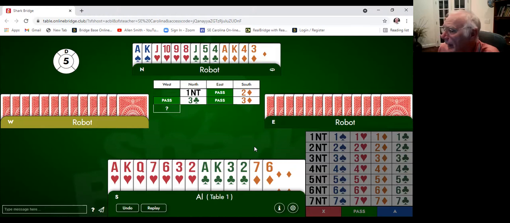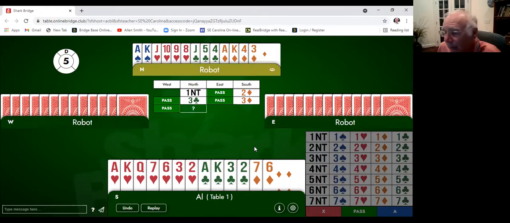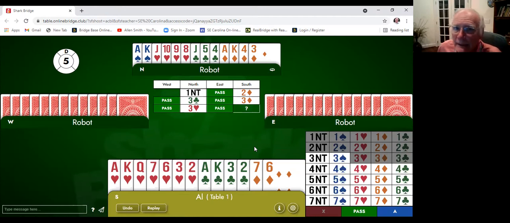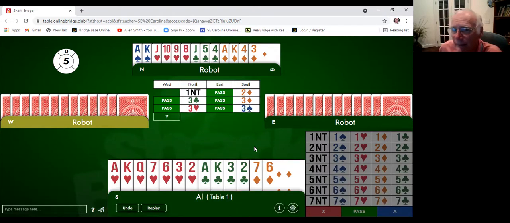Okay, so it comes back around, and the opener goes, we probably don't have anything. He's probably going to bid 3 hearts, I'm going to bid 3 hearts, he's going to pass, and that's going to be it. And lo and behold, instead of bidding 3 hearts, our partner bids 3 spades. A control bid.